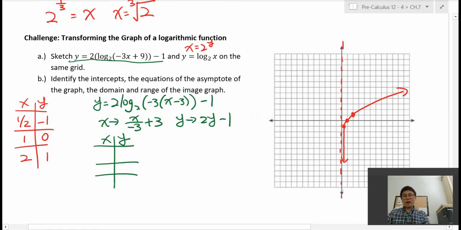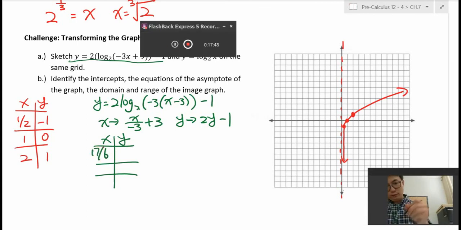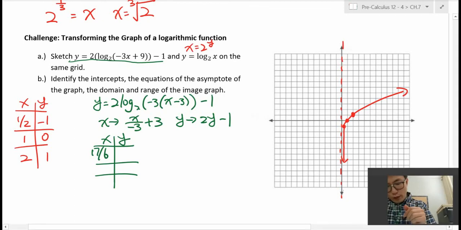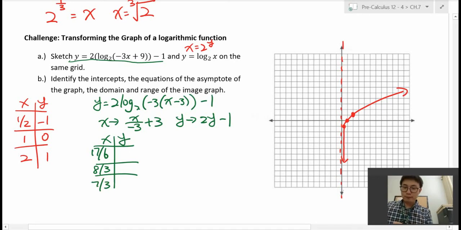So for x values, 1/2 divided by -3 is -1/6 plus 3, so that's going to be 17 over 6. And then we have 1 divided by -3 is -1/3 plus 3, which is 8 out of 3. Yes, 8 out of 3. And then 2 divided by -3 plus 3, which is going to be 7 out of 3.